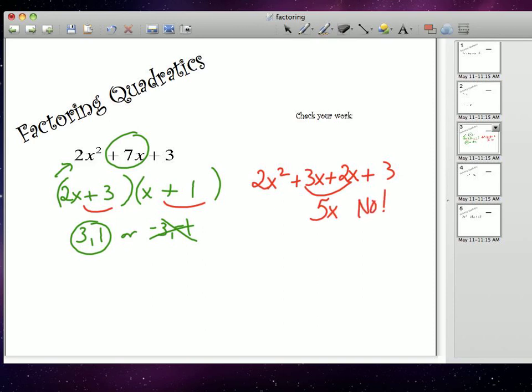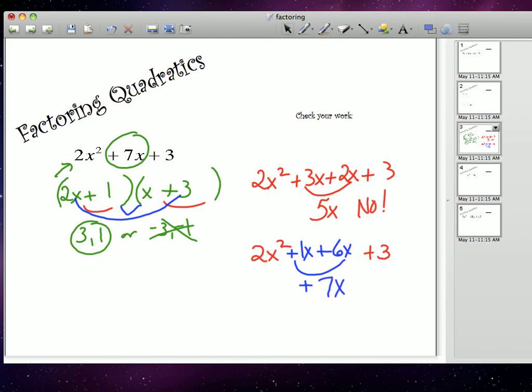So let's go back, switch these out, put the 1 here and the 3 here, and check it again. We're still going to get our 2x squared, and we're for sure still going to get our 3, but our middle terms this time are going to give us plus 1x and plus 6x. Magically, we got our plus 7x that time, and it checked. If you want to see that one more time, I strongly recommend you hit the rewind button.